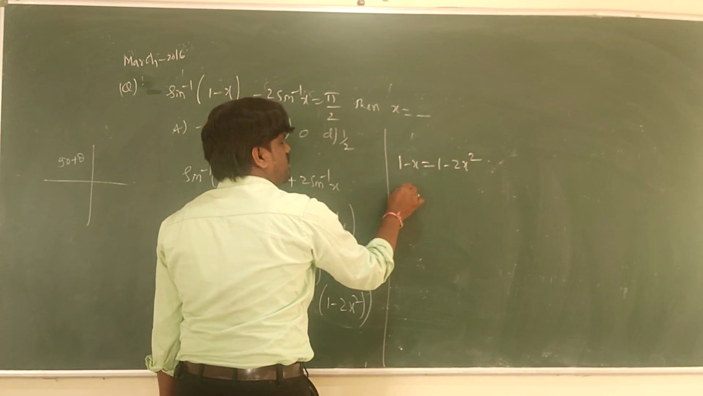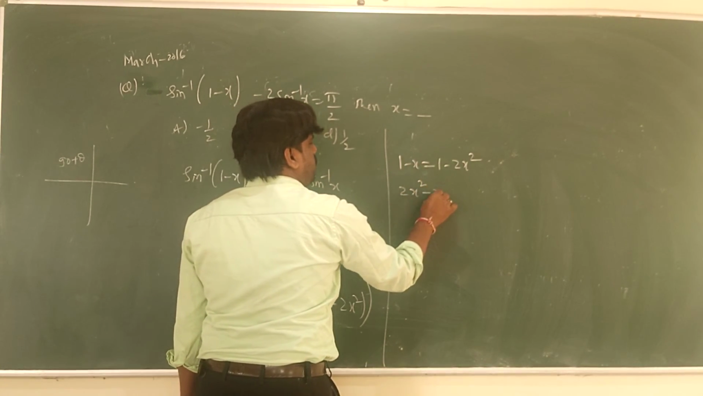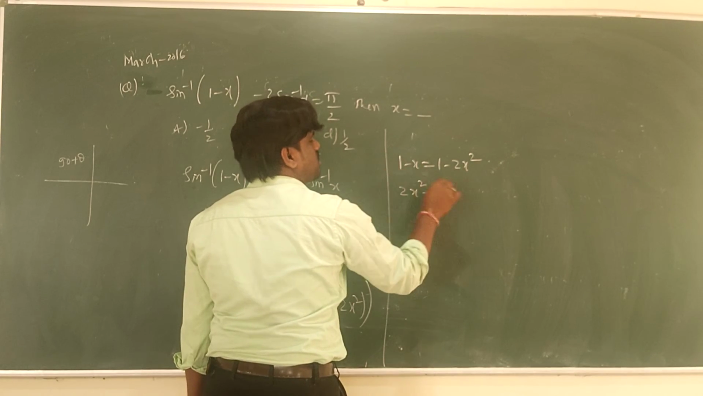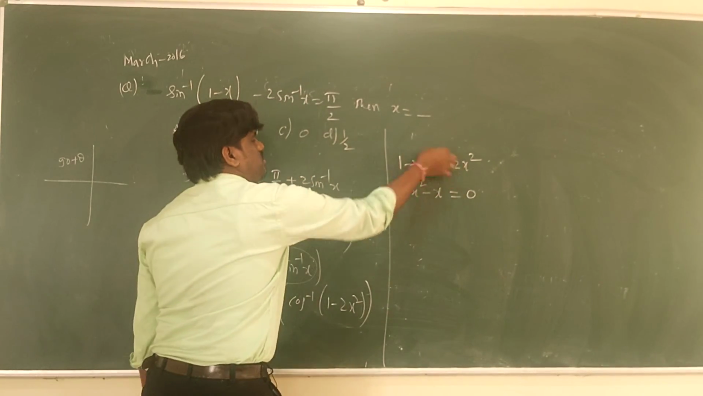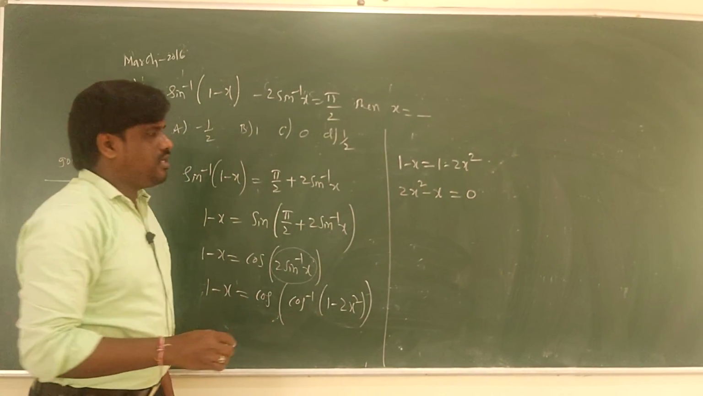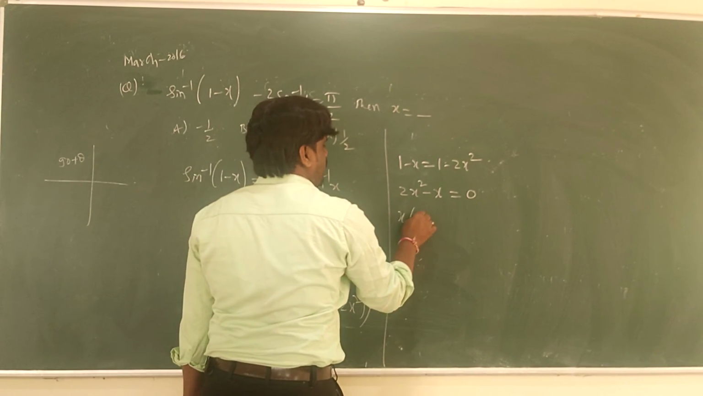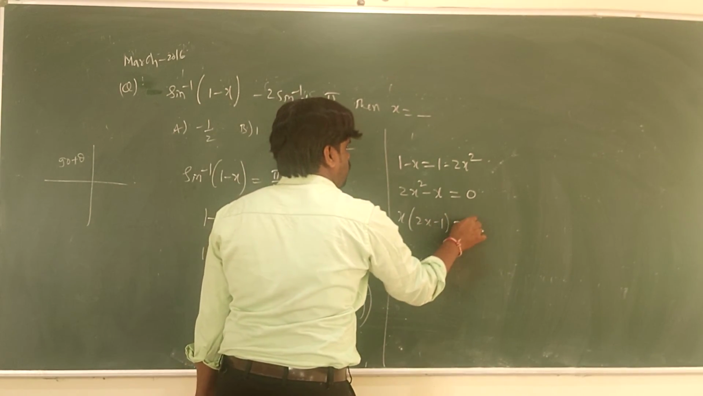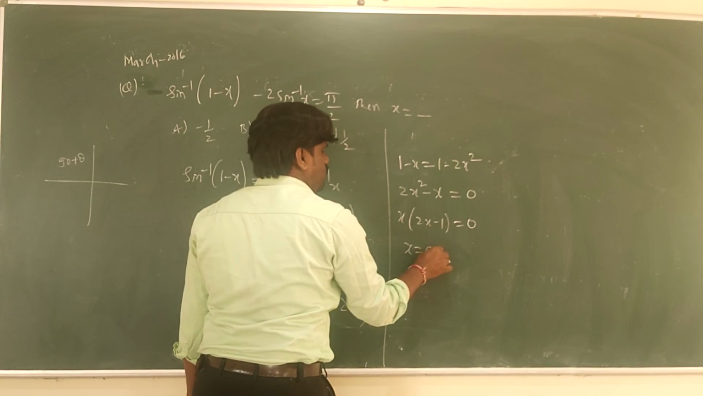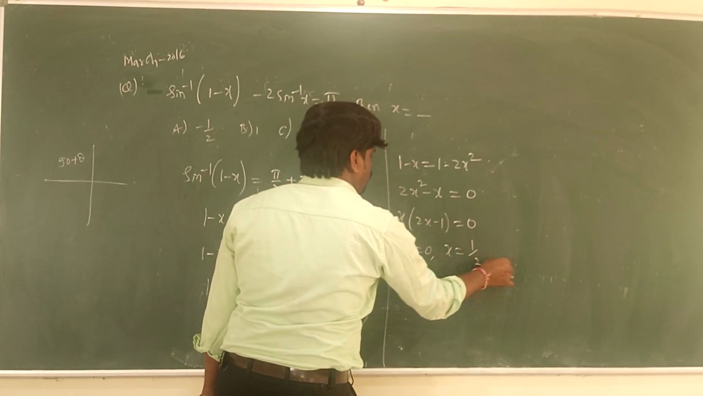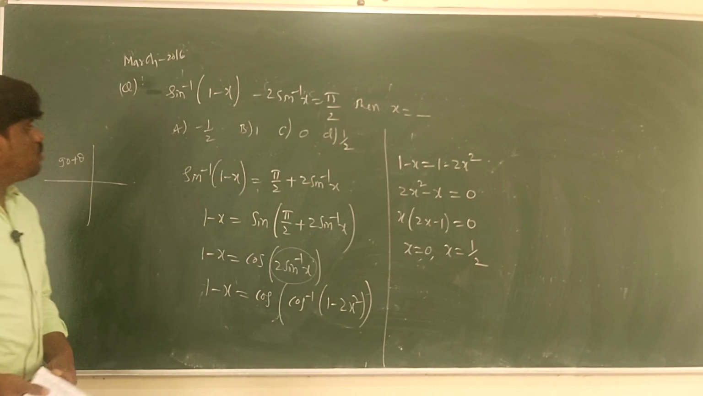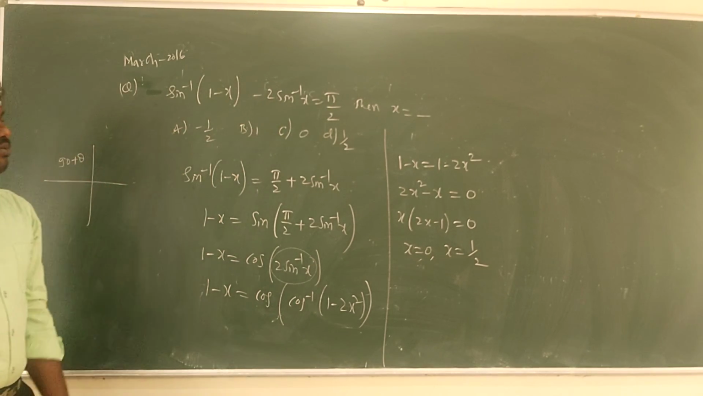Now sending everything to one side: 2x square minus x, and plus 1 minus 1 cancel, equal to 0. If I take x common, what I get here? x into 2x minus 1 equal to 0. From this I got x is equal to 0, x is equal to 1 by 2. So now you have the options 0 and 1 by 2.